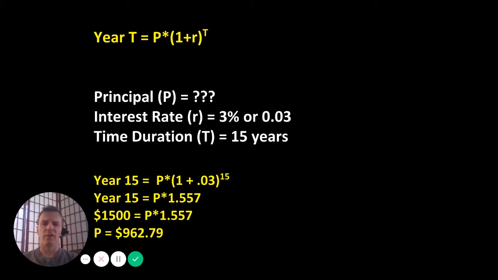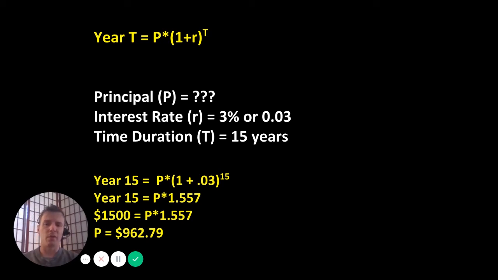And then we can fill in a little bit more information here. So year 15 is equal to P times 1.557. So where 1.557 is coming from, that's just 1.03 to the 15th power. So if you put that in a calculator or an Excel and you said 1.03 to the 15th power, you would get 1.557.